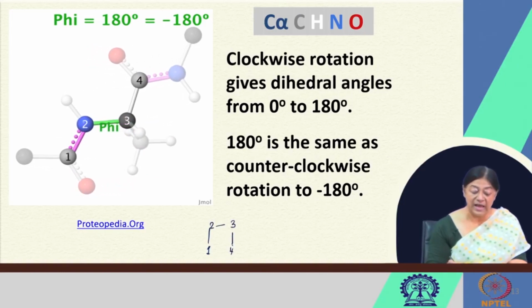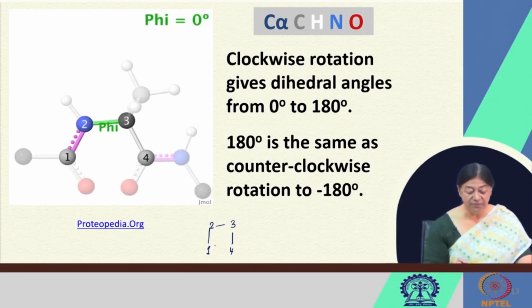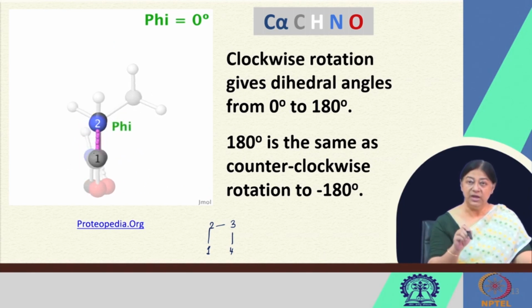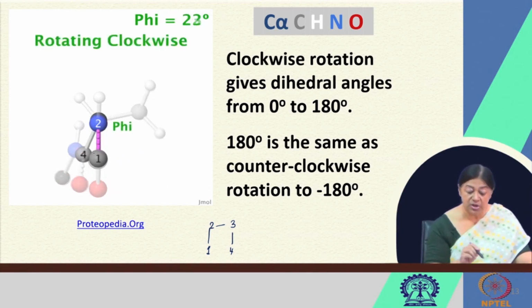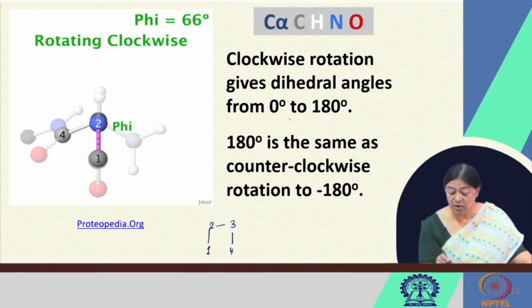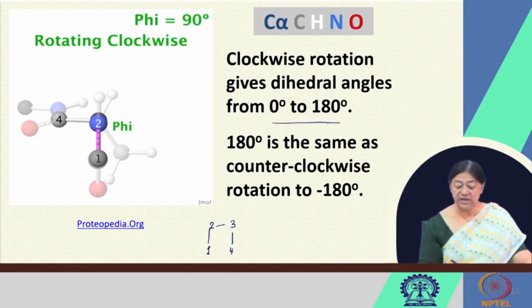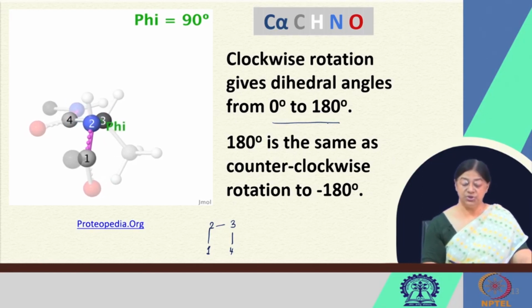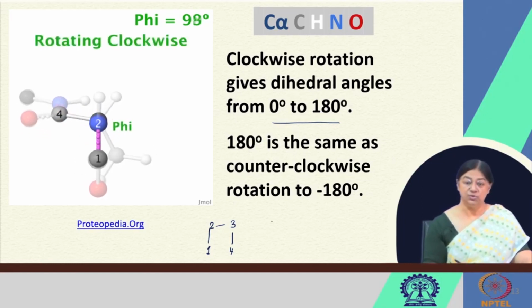When 1 and 4 clash, this is what we are looking at. We are looking along 2 and 3, at a rotation along 2 and 3. A clockwise rotation gives us 0 to 180. We can also have an anti-clockwise rotation that will give us a minus 180.